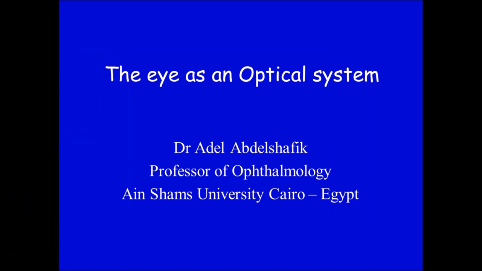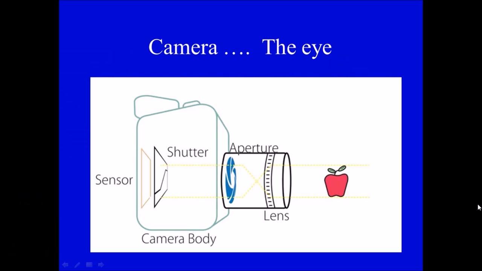My talk today will be about the eye as an optical system. The human eye is like a camera. In a camera, you have a closed dark chamber with an aperture. Rays coming from an object will be affected by lenses, so they will pass through the aperture to hit a sensor here at the back of the camera.